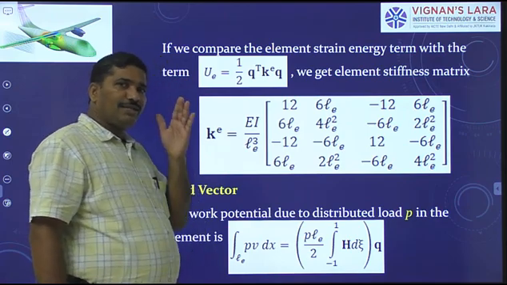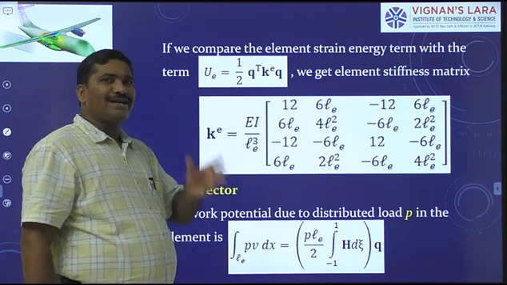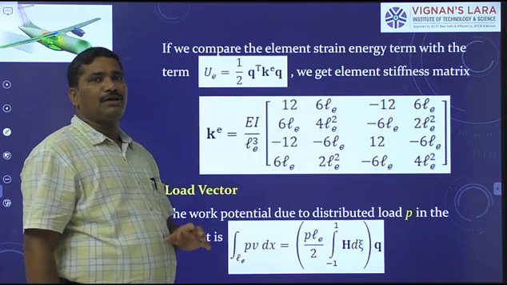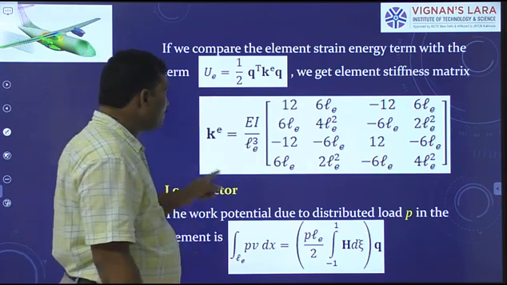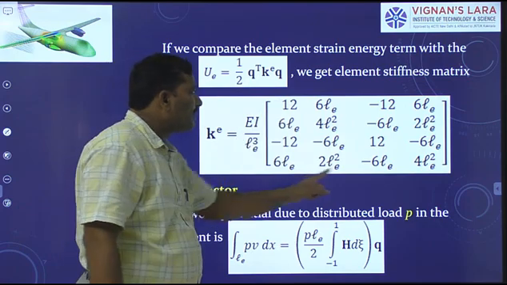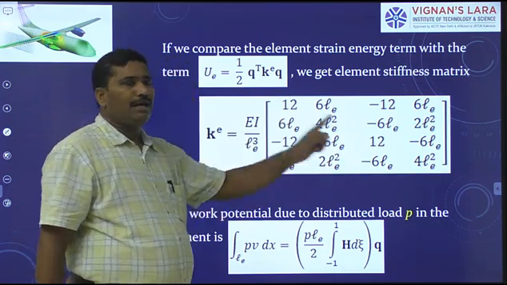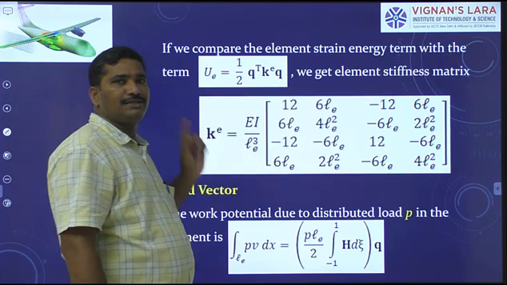Okay? If the entire beam is discretized into 4 elements, for example, for each element you have to prepare an element stiffness matrix like this.